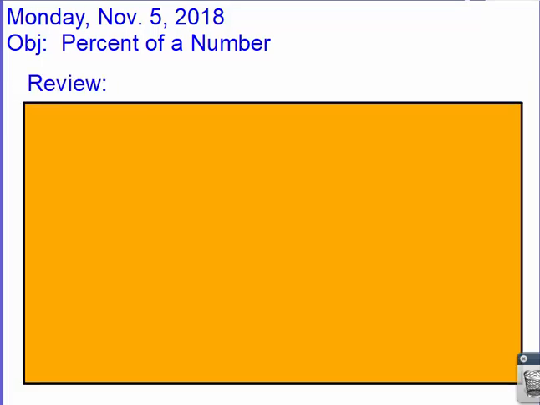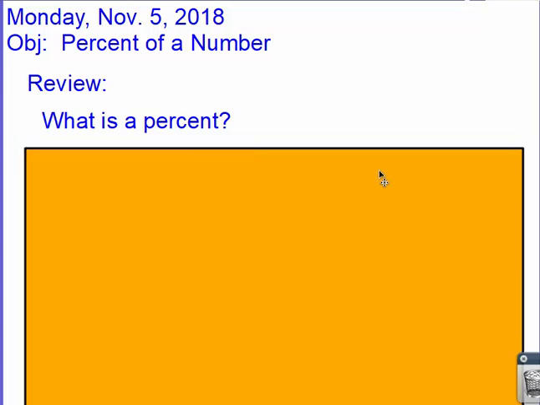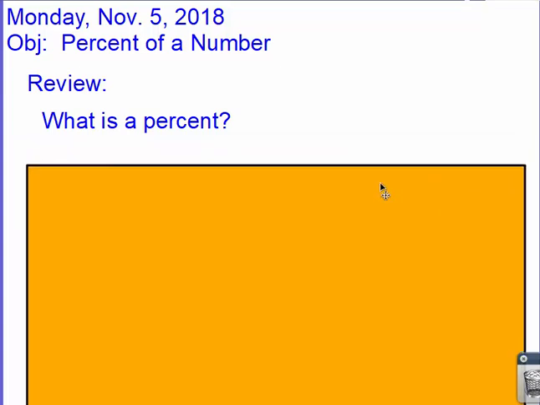So let's do a quick review, just a small review. So what is a percent? Well, we know a percent is a comparison out of 100. A comparison of part of something to 100. A percent we know is always out of 100. So that's what a percent is.